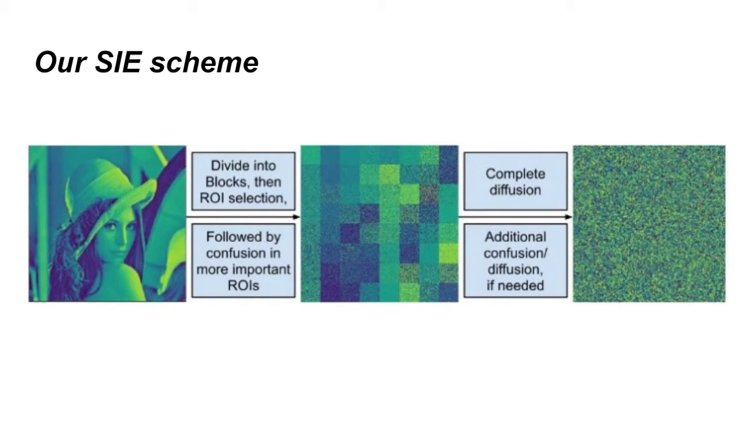The changing of the values is called diffusion, and the shuffling stage is called confusion. So this confusion and diffusion has to be done in such a way that the image can be retrieved back from the decrypted image as well.